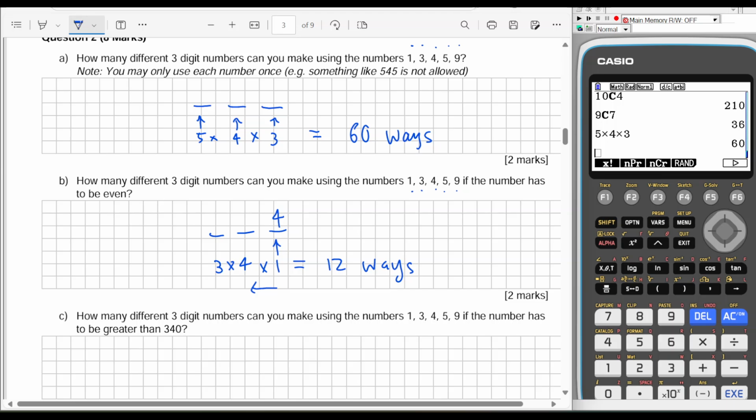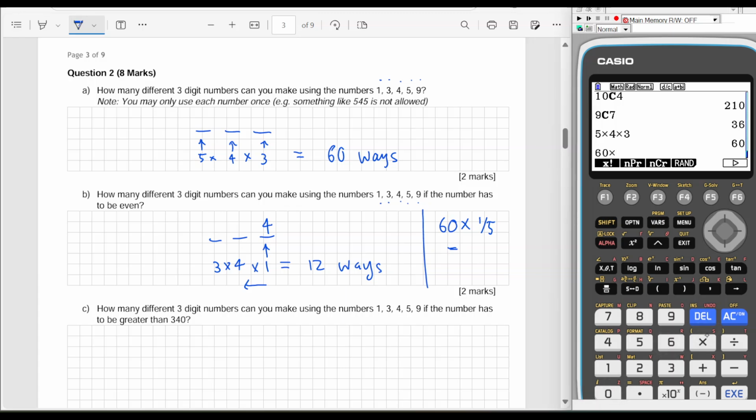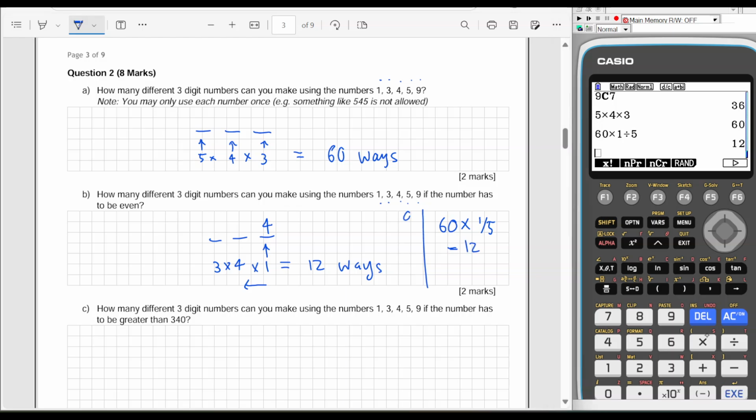Okay. If you want, there's another way you can think about it. You can do 60 times... every 1 in 5 of these numbers are even. So 60 times 1 over 5 should give you 12. Generally the way on the left is a little bit better, but this is a way to check that you've got the right answer.